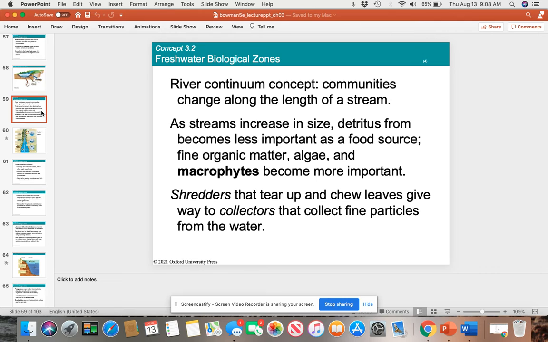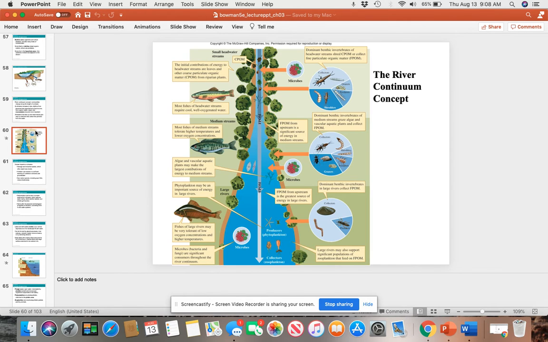The river continuum concept looks at how communities, different populations of organisms, change as you move down the length of the stream. Very important, you have things like shredders and collectors, and eventually your predators. So, what does this look like?